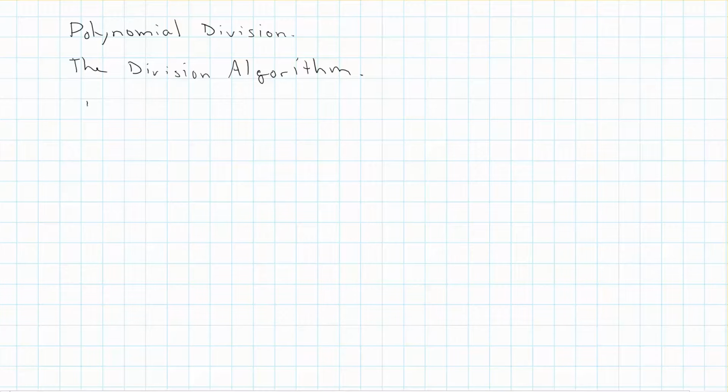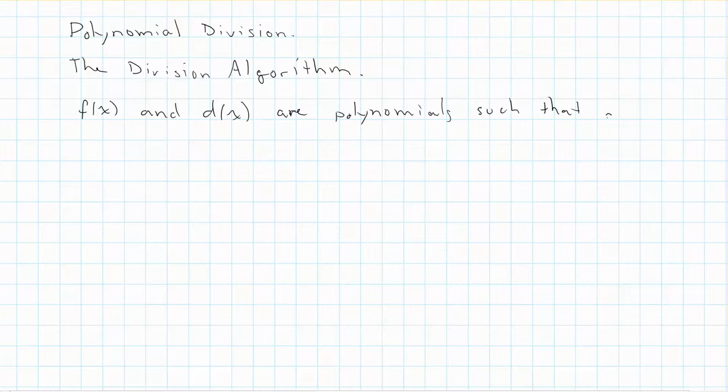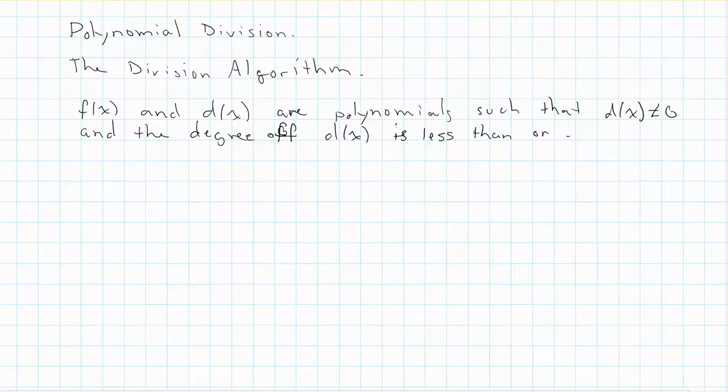And so we're going to have f of x and d of x are polynomials such that d of x does not equal 0, and the degree of d of x is less than or equal to the degree of f.